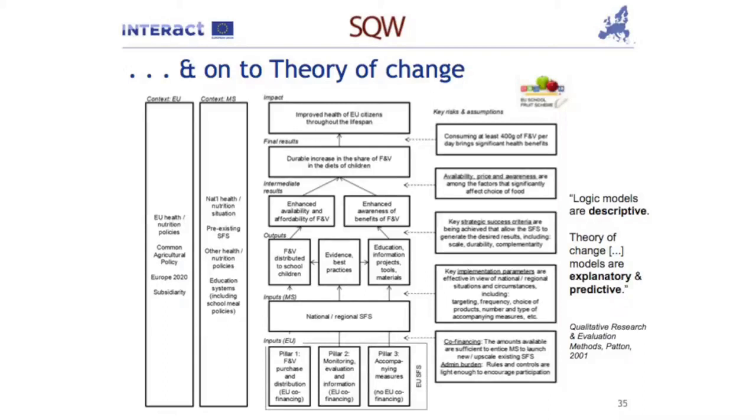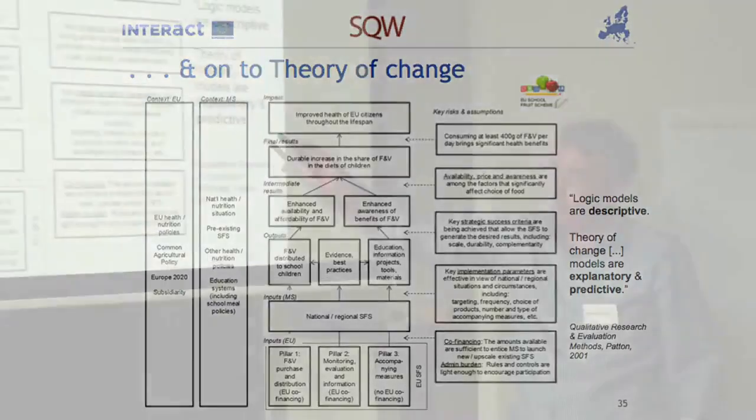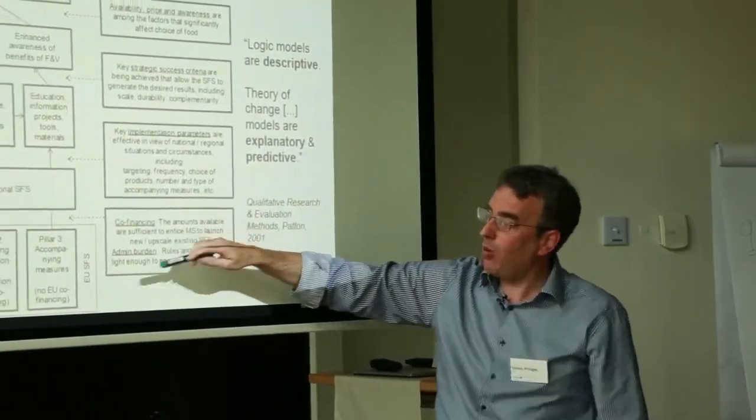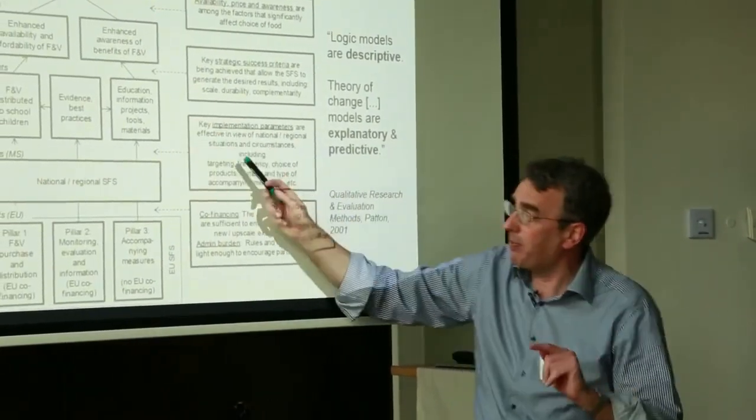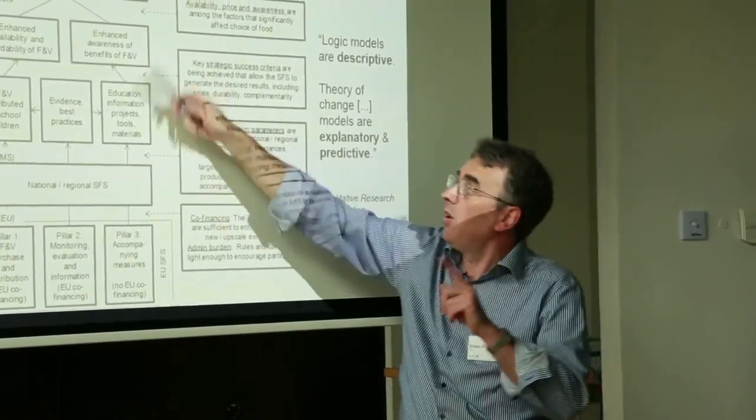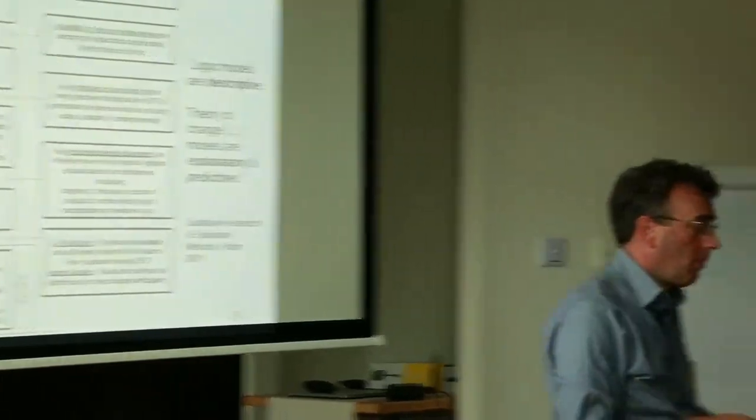Logic chains are descriptive, okay? Top left, bottom right are descriptive. Theory of change models, yeah, are explanatory and predictive. Explaining and predicting why from here to here happens. Explaining here why it happens, yeah?